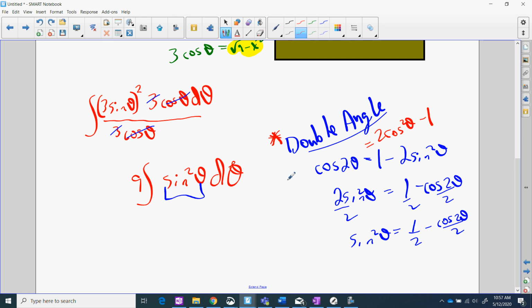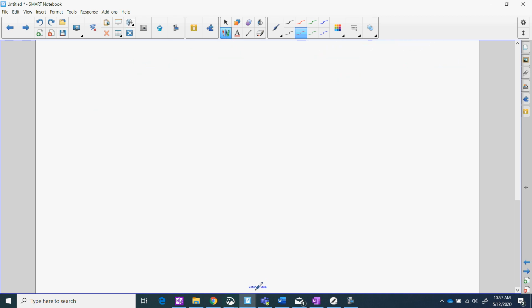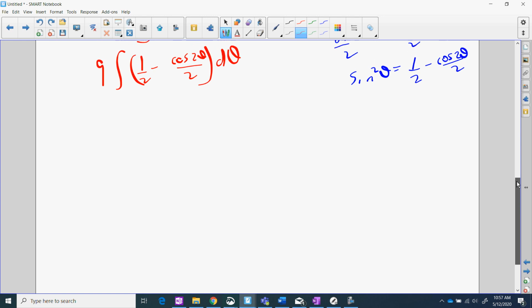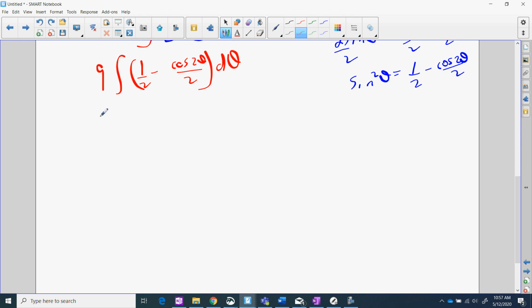Sine squared theta d theta. So I'm going to replace sine squared theta with this. Now the question becomes, I still have that 9 up there. So the 9 stays, and I replace this with 1/2 minus cos 2 theta over 2 d theta. There's a few things you could do differently here. What I'm going to do is, there's a common factor of 1/2 here, so I'm going to pull the 1/2 out front with the 9 and make it 9 over 2 times the integral of 1 minus cos 2 theta d theta.